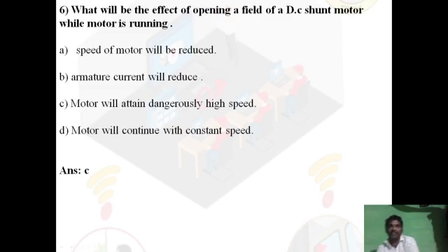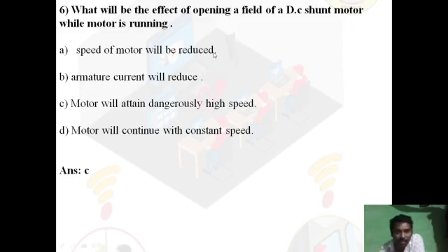What will be the effect of opening a field of a DC shunt motor while the motor is running? When the motor is running, if you remove the supply to the field, that means the field poles, if the supply is removed, what will happen? Then the flux will become zero. If the flux becomes zero, what will happen?